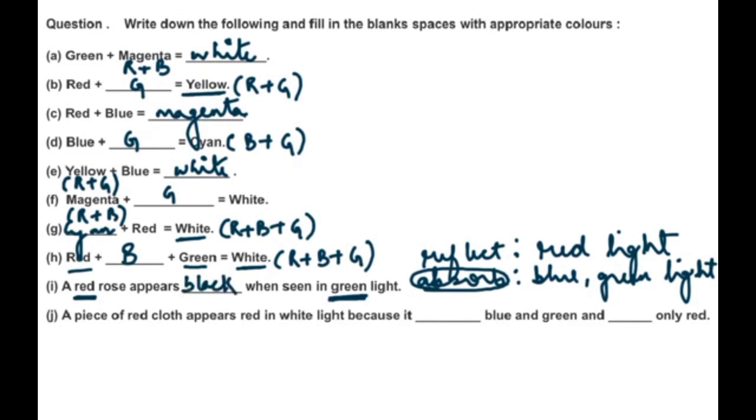If an object is not reflecting anything, if it absorbs everything, it appears black to us. And if an object reflects everything, it appears white. So this red rose will appear black in green light. Okay. Now look at the next question. A piece of red cloth appears red in white light because it absorbs blue and green and reflects only red.